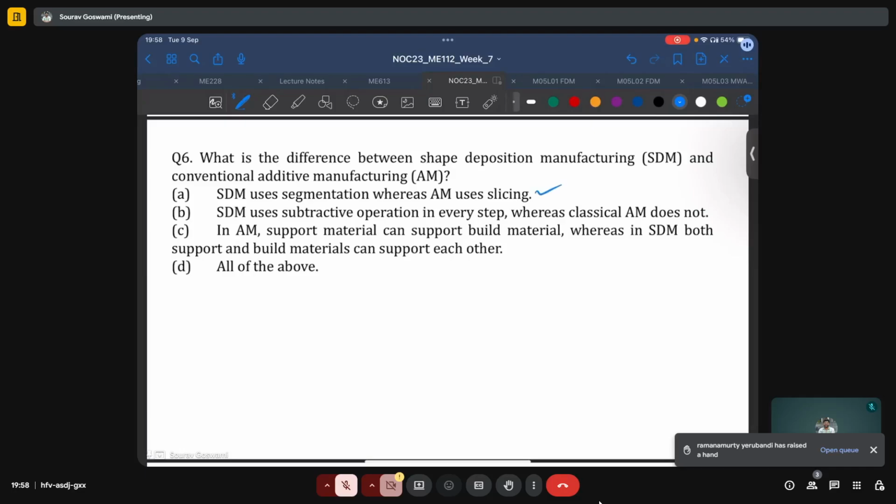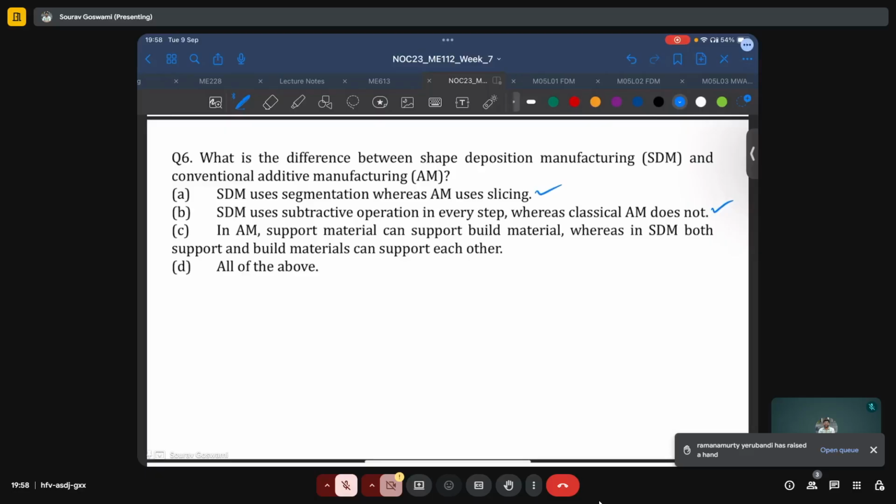Second, we saw that the SDM process has very good tolerances of the finished part, and that is achieved because of the 5-axis CNC machining, which is done in each step after the deposition of either the build material or the support material. So, in every step, SDM uses a subtractive operation, which is typically not used in the AM process, either though sheet lamination or laminated object manufacturing, which is a hybrid process, is also counted as additive manufacturing. Classical AM still does not.